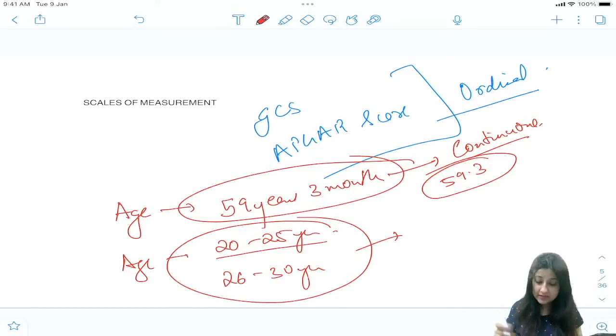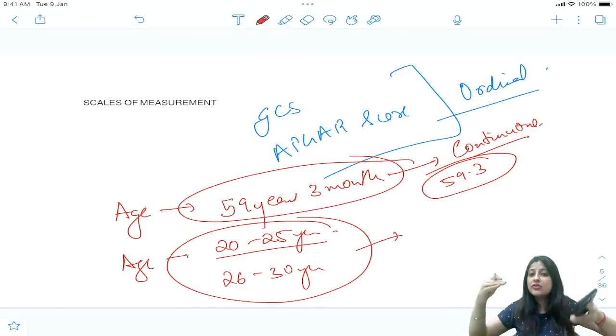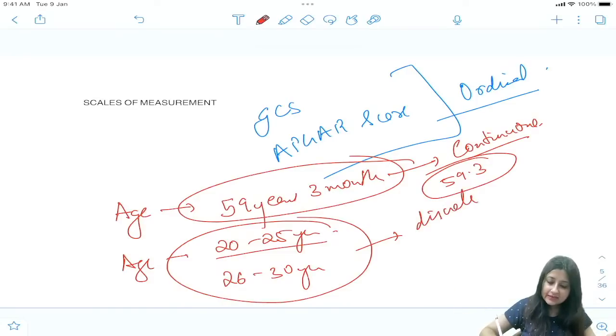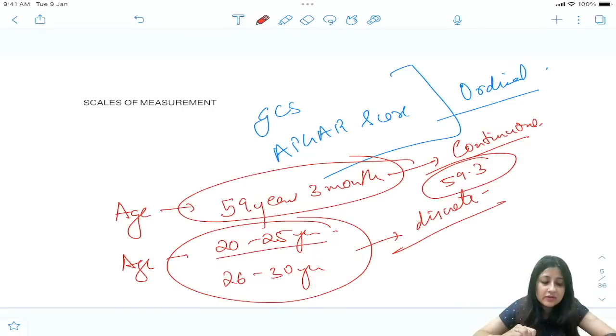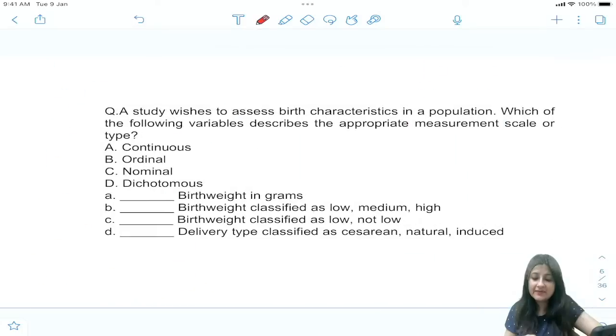So this is continuous. But if I ask you how many of you in the class are 20 to 25 years and 26 to 30 years, go and stand in separate lines. So you will go into one of the lines, right? So this is a discrete variable. Okay. Just wanted to clear this concept. Now, Sadia says the second one, age category, is ordinal. Kya wo ek order hai? Yes. Okay. So please remember, it is very, very important how you differentiate between scales of measurement and this thing.